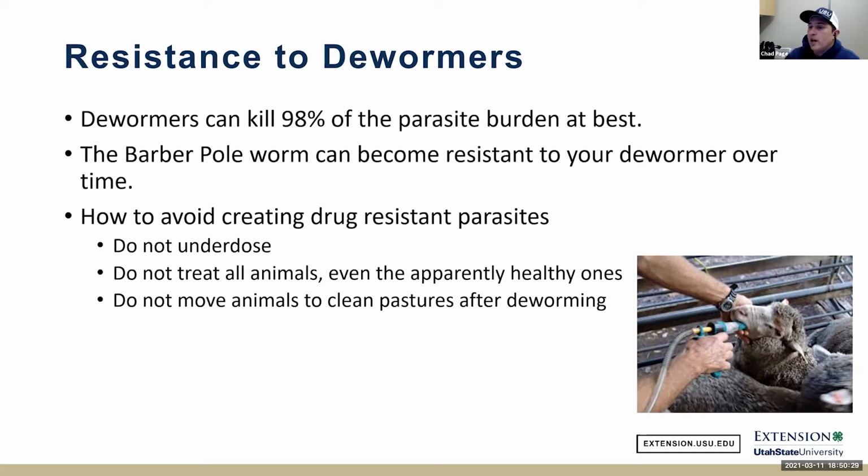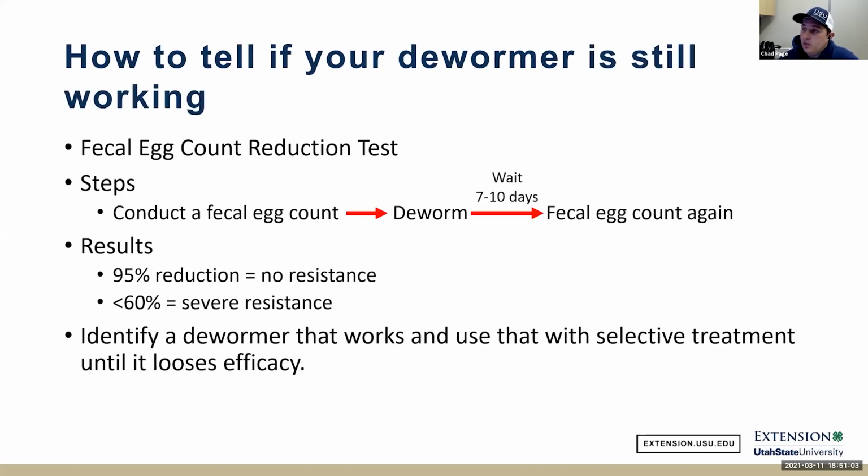So to avoid some of this resistance, some things that we should not do: we should not underdose, okay? We shouldn't treat all of our animals, even the healthy ones, and we'll talk about why, the refugia aspect of it. And then we should not move animals to clean pastures after deworming. Give them time after deworming to expel all those eggs onto maybe a dirty pasture that you're already on.